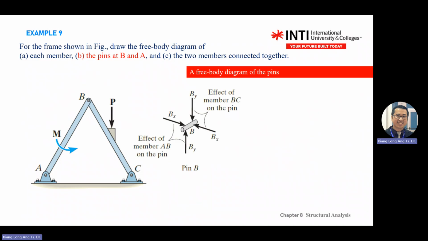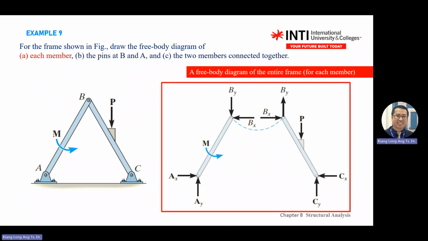So you look into three-dimensional. So for example, pin B, you have Y direction, X direction. On the left hand side here, these two are because of member AB on the pin. So AX, BY. How do you get the direction? You get it from here. This is on the member. When you want to see the pin, you need to flip the direction. Flip these two directions.